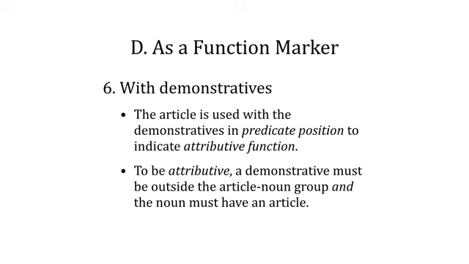Well, how can you tell when it's going to be a predicate pronoun then? That's going to be the context, but it's not going to be inside the article noun group. So if you see a demonstrative pronoun with a noun, and there is no article there, then you can assume a predicate relationship. But if there is an article there, it could be attributive or it could be predicate. But you cannot assume an attributive relationship if that noun does not have the article. To be attributive, in other words, a demonstrative must be outside the article noun group, and the noun must have the article. We'll talk about that when we look at another passage or two, I think.